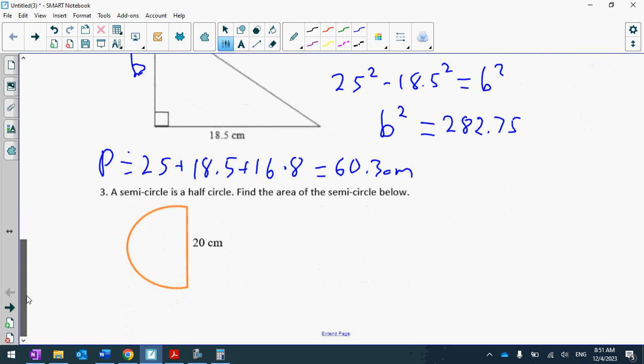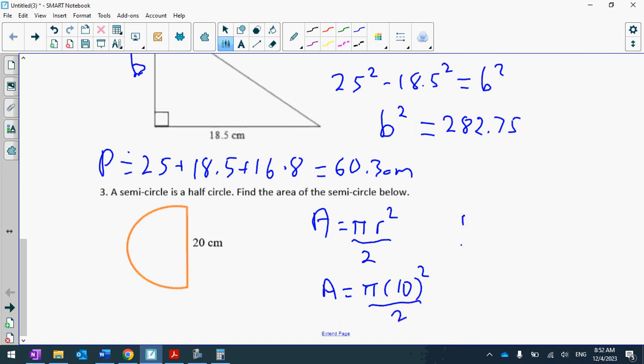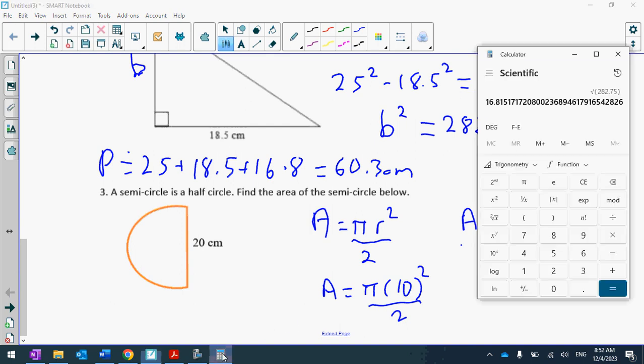Question 3, we have a semicircle. Now, a semicircle is exactly a half circle. So we know that this is like a full circle with a diameter of 20 centimeters. Well, the formula of a circle is pi r squared. But since we only have a half circle, we're going to divide that by 2. Now, in this case, our radius is half of 20, which is 10. And from there, we do pi r squared. It's 100 times pi, because 10 times 10.